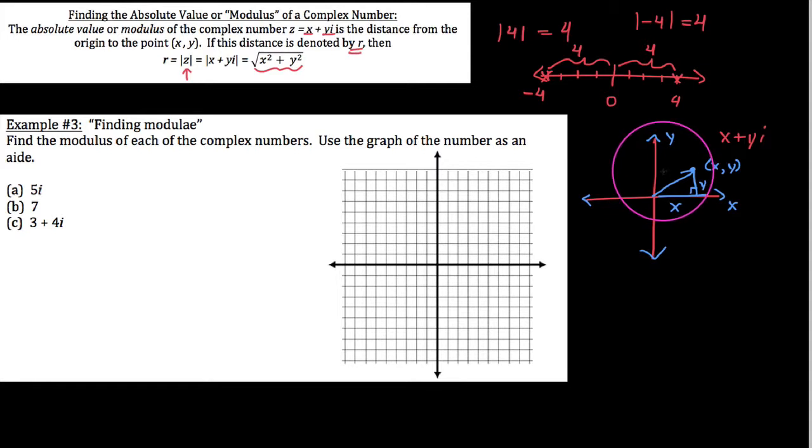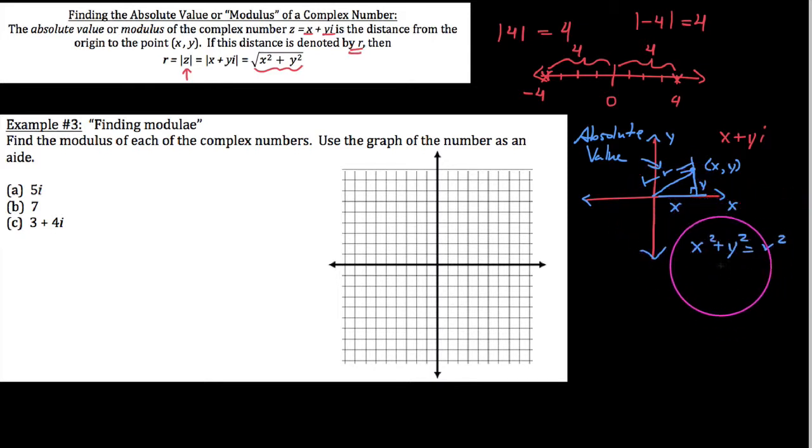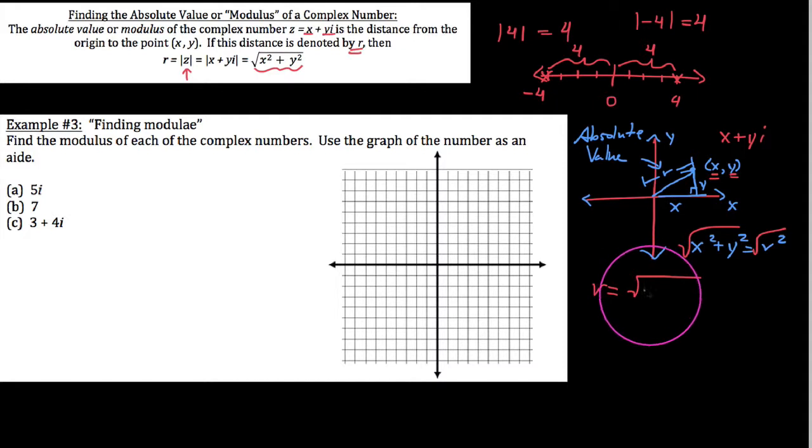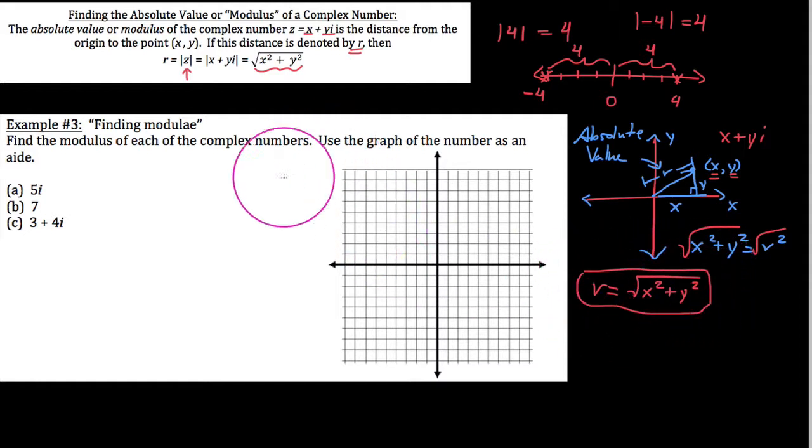So the absolute value of this number is the distance from this number back to the origin. We say the absolute value is this distance right here. Also, we know that x squared plus y squared is equal to r squared from the Pythagorean theorem. If we wanted to solve for r knowing x and y, we could just take the square root of both sides of this equation. What we end up with is r, which is the absolute value of the number, equal to the square root of x squared plus y squared. We're going to use this formula quite a bit, and it's pretty easy to use once you've got the hang of it.